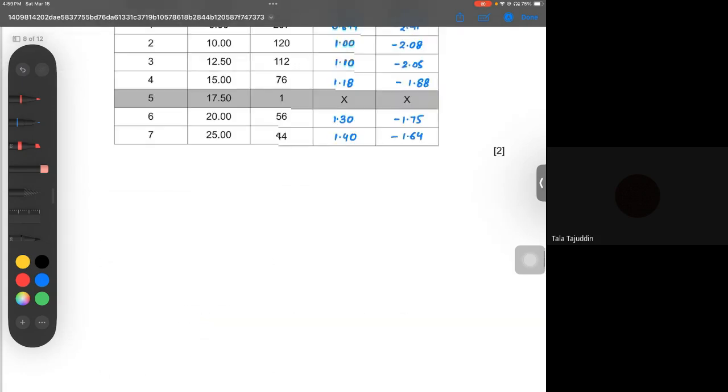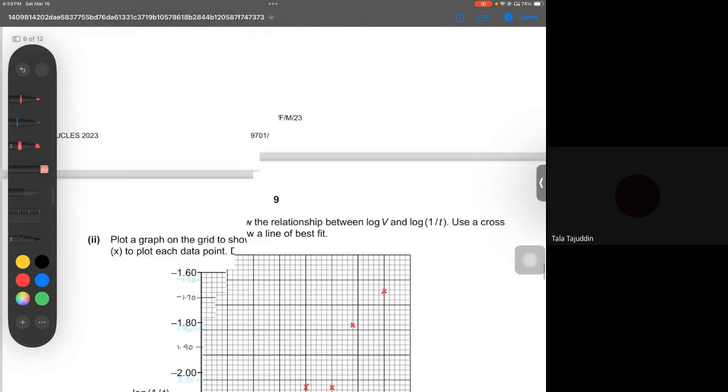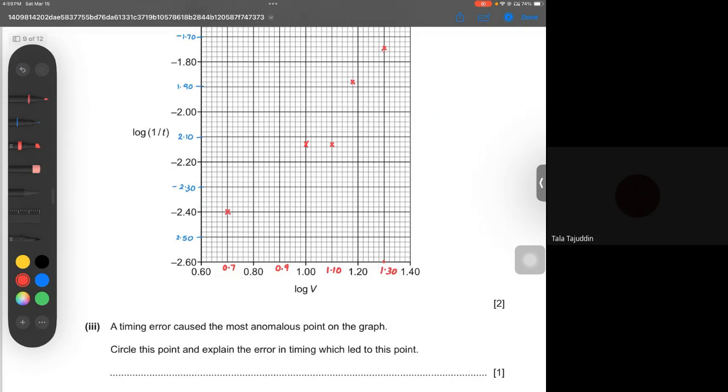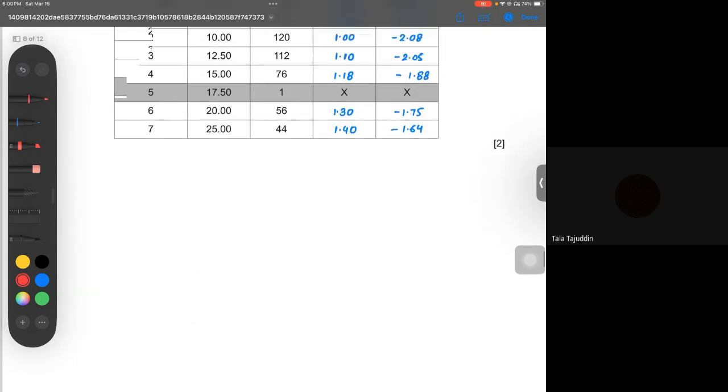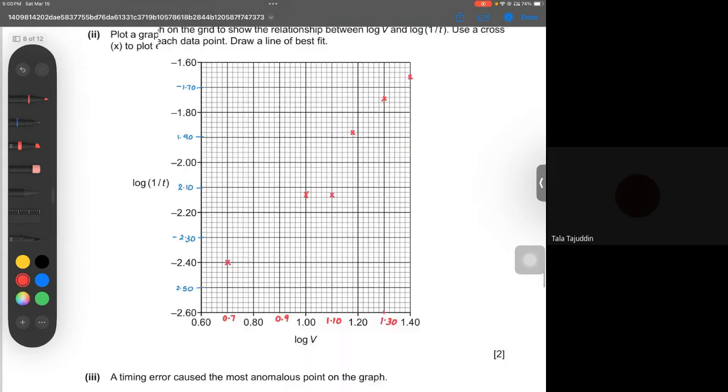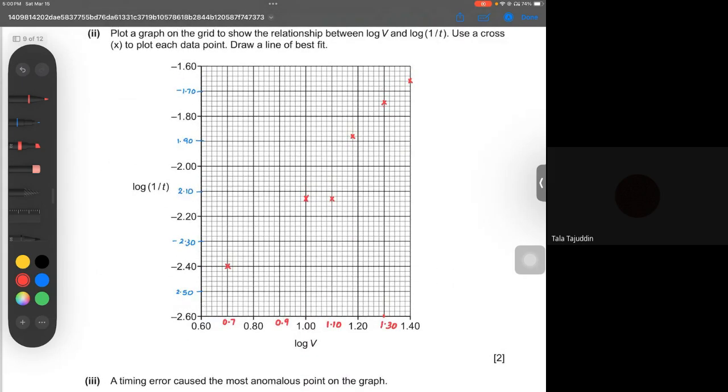Then the last point we have is 1.40 and 1.64. This is 1.40 and 1.64 is over there. Okay, I got the points. So at 1.30, what it was 1.30 per 1.75. 1.75 is not like that. 1.75 is this.